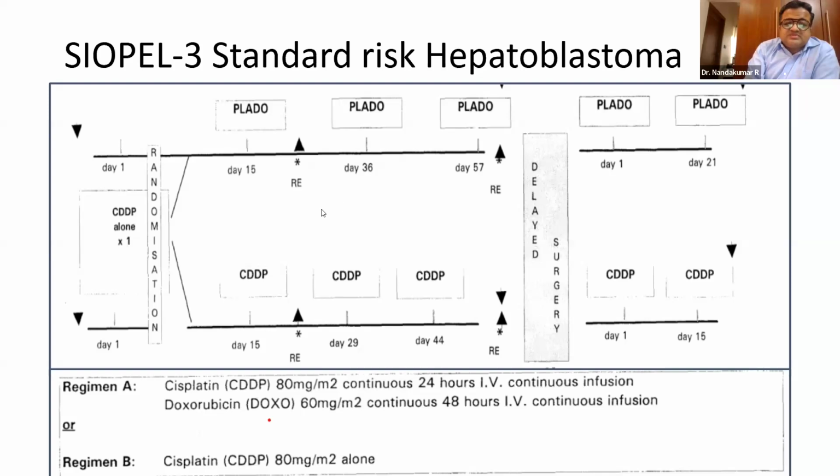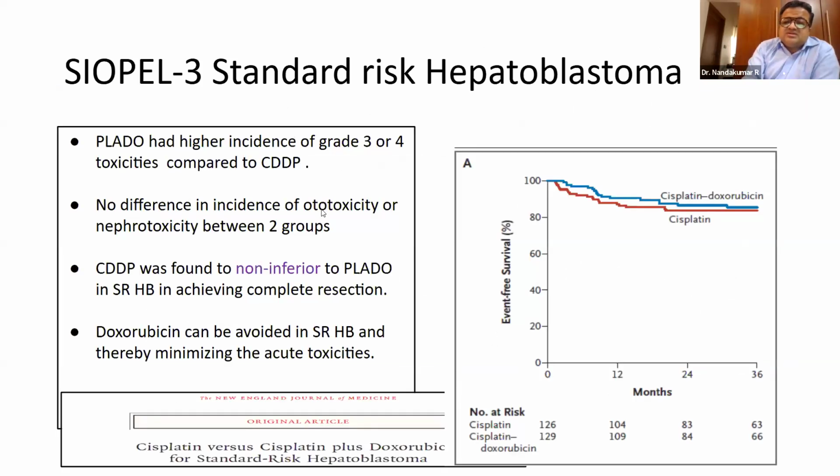Now, what was subsequently found was that whether you give cisplatin or cisplatin plus doxorubicin together, there was not much of a difference in terms of survival. Was the toxicity any different? No. So from this SIOPEL 3 study, it was clearly found that cisplatin was definitely non-inferior in treating standard risk hepatoblastoma patients when compared to the PLADO regime. This paved the way that if you have a standard risk hepatoblastoma, you can actually avoid doxorubicin.